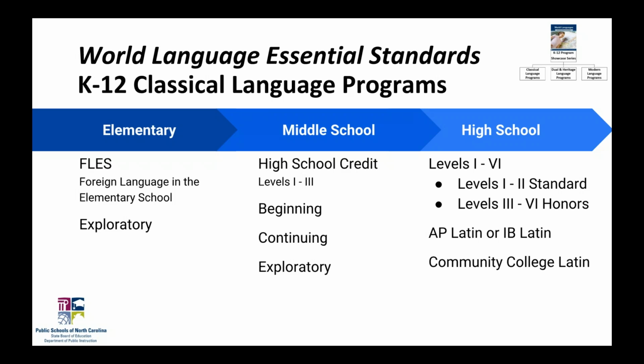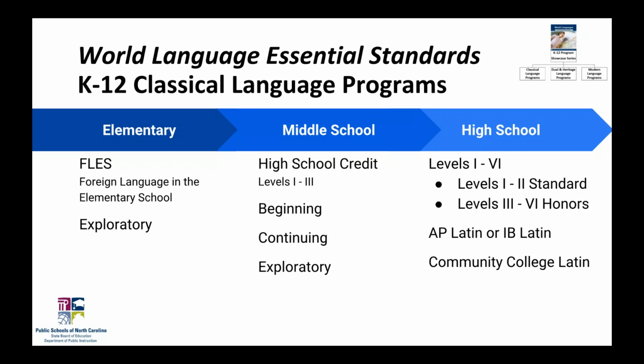Levels 1 and 2 at the high school are always offered at the standard level, and levels 3 through 6 are always at the honors level. This has to do with our inherently advanced State Board of Education policy that states that any level 3 world language course or higher is inherently honors and always receives honors weight.